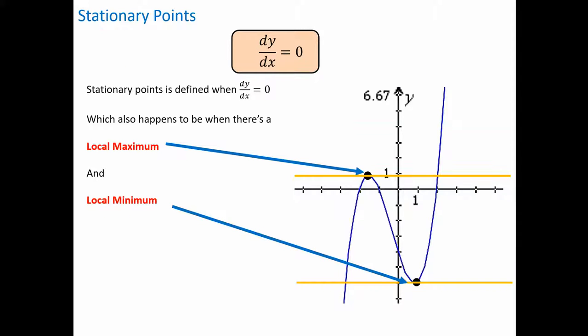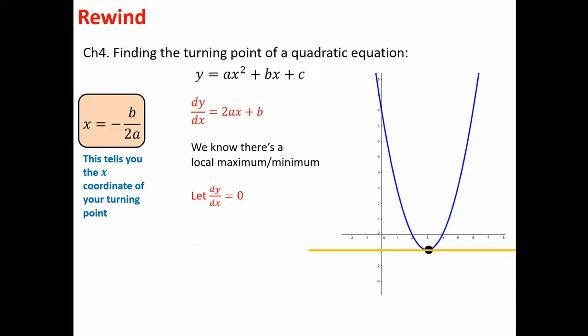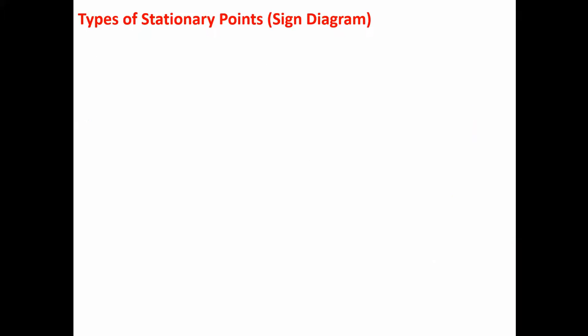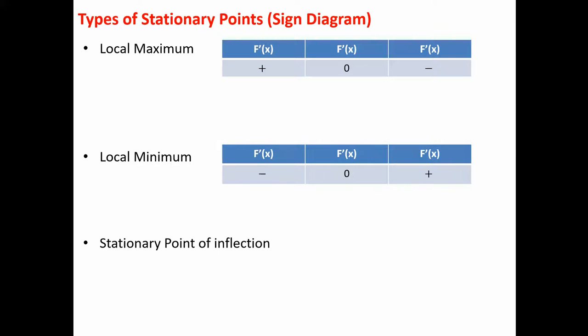Now, we've got two points there. I've just said we've got a local maximum and a local minimum, where it has a stationary point. Types of stationary points: we talked about local maximum and local minimum, but there's also one more which you just mentioned, Trent. The inflection. The inflection. Okay, now I'll show you.